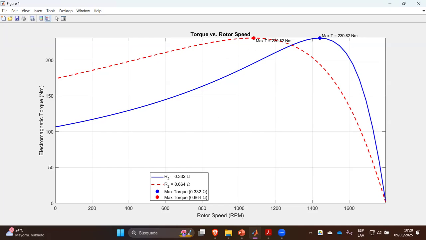because the induced torque equation depends on the value of R2. And also we can see what the starting torque is. Remember, the starting torque is around this position.